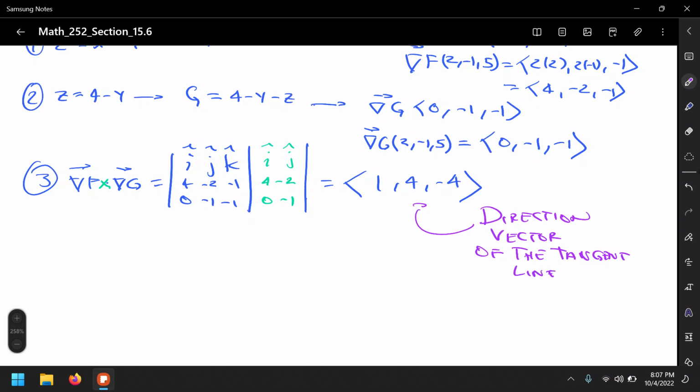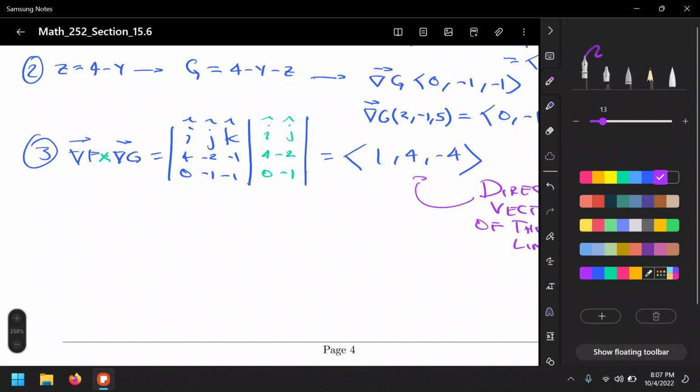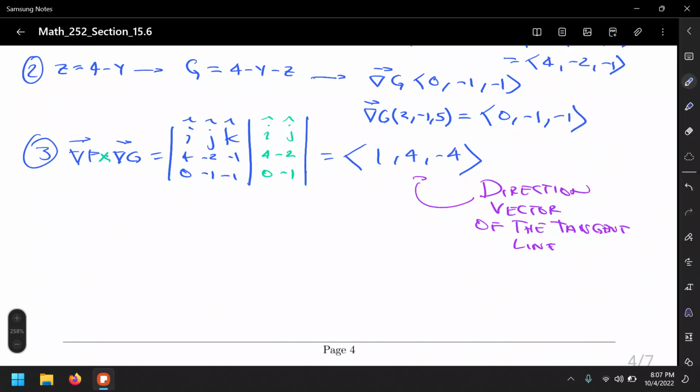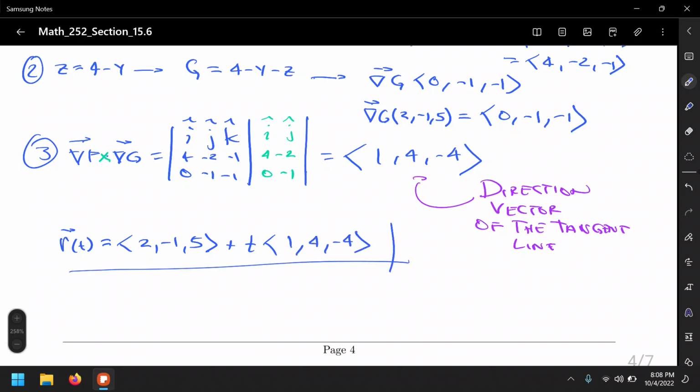And I think we have all the information to write down the vector equation. That's simply r of t equals (2, -1, 5) plus t times (1, 4, -4). All right, so that's the equation in parametric form. I'm not going to do the ijk notation this time.